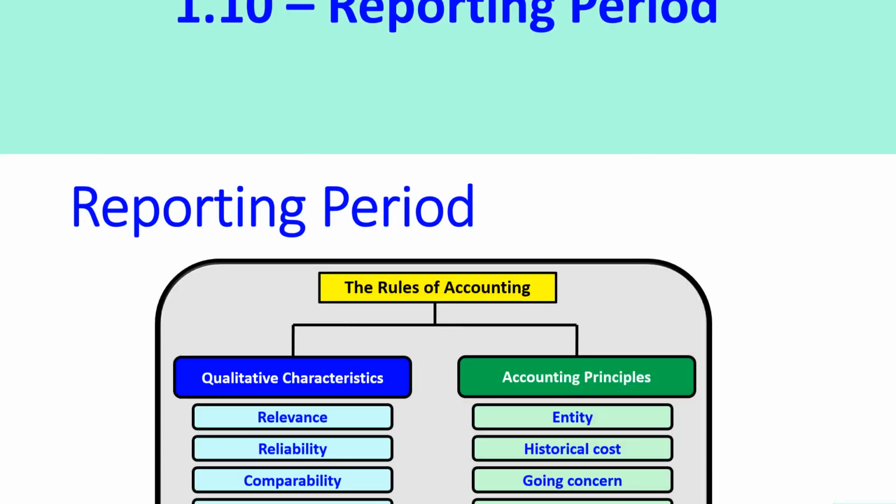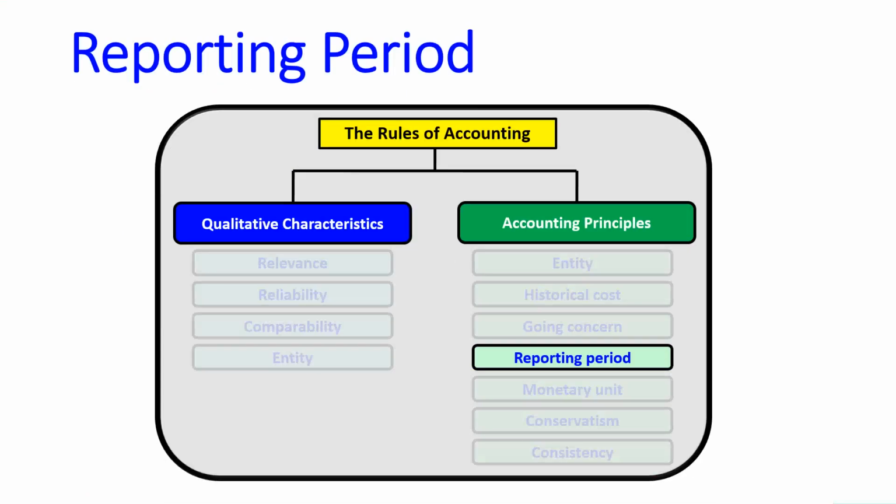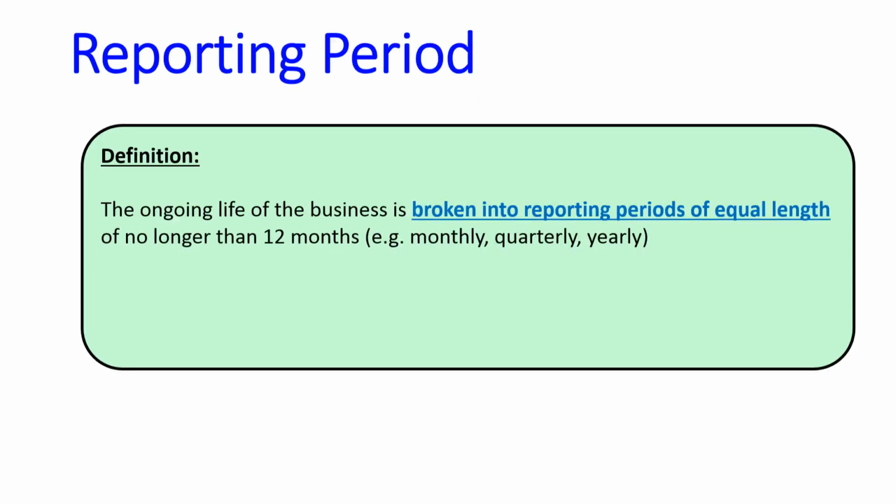The reporting period is an accounting principle. It's probably assessed a little more than some of the others. So let's lock in a definition and we'll say the ongoing life of the business is broken into periods of equal length. Remember, these periods can't be longer than 12 months. They can be a month, a quarter, half a year, or a year, but no longer than a year.